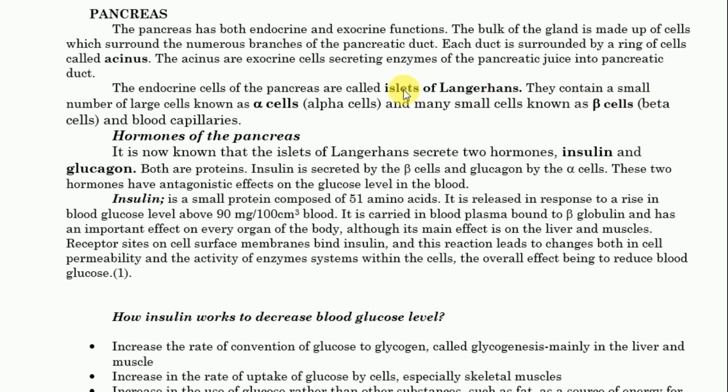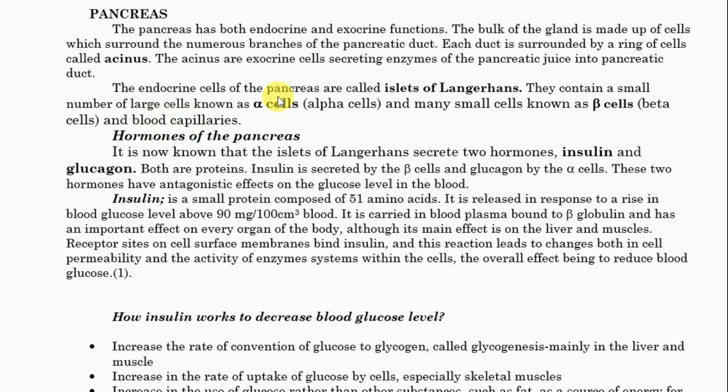And they contain a small number of large cells known as alpha cells, and many small cells known as beta cells, and blood capillaries. So we have a small number of large cells, alpha cells, then you have a large number of small cells called beta cells. All of these are types of Langerhans cells.